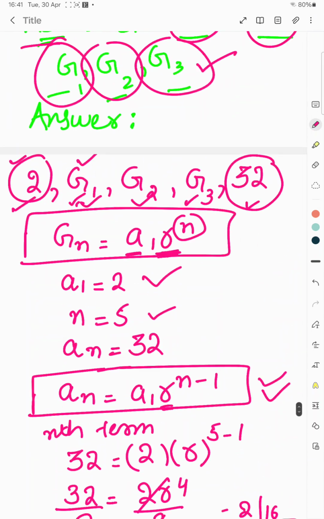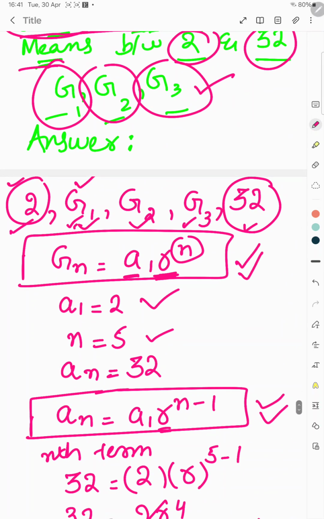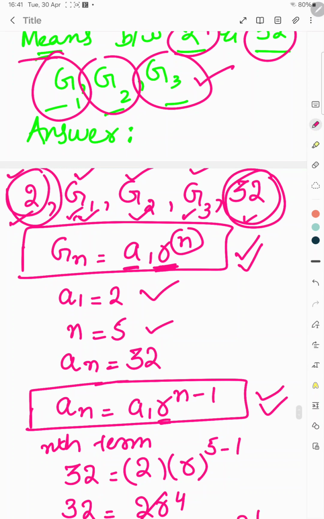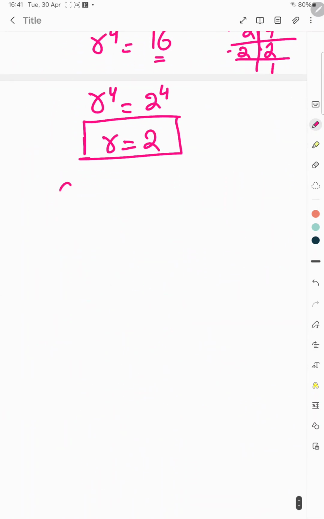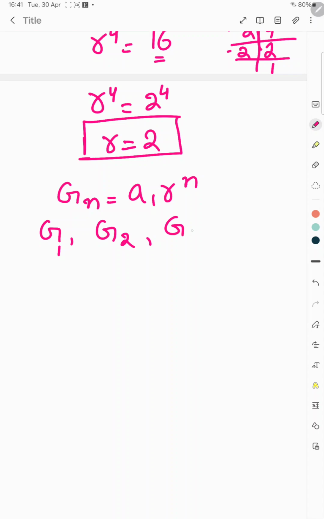Now I will use the insert formula to find 3 geometric means which I have to insert between these two numbers. Okay, so I will write the insert formula here again as Gn is equal to A1 R^n. Now as I have to find 3 geometric means G1, G2, G3, first I will put n is equal to 1, then n is equal to 2, and then n is equal to 3. So I will be able to find the 3 geometric means between the two numbers.